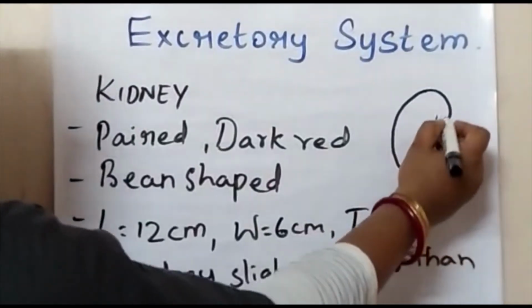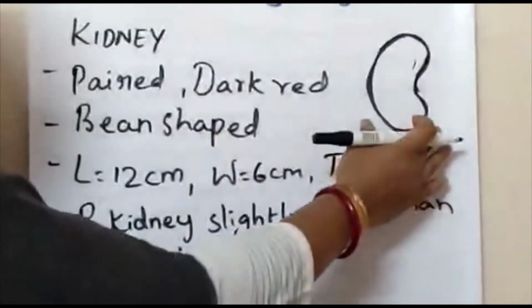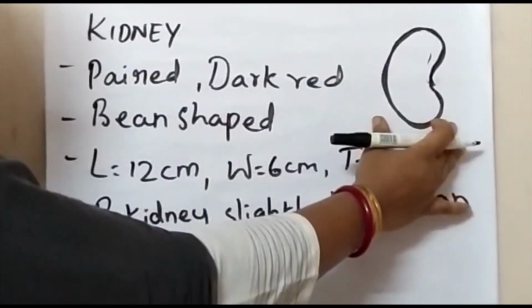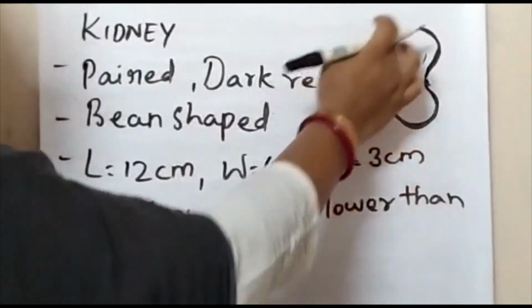And each kidney is bean shaped. Just for your reference I have drawn it here, children. Each kidney is covered by a fibrous membrane.